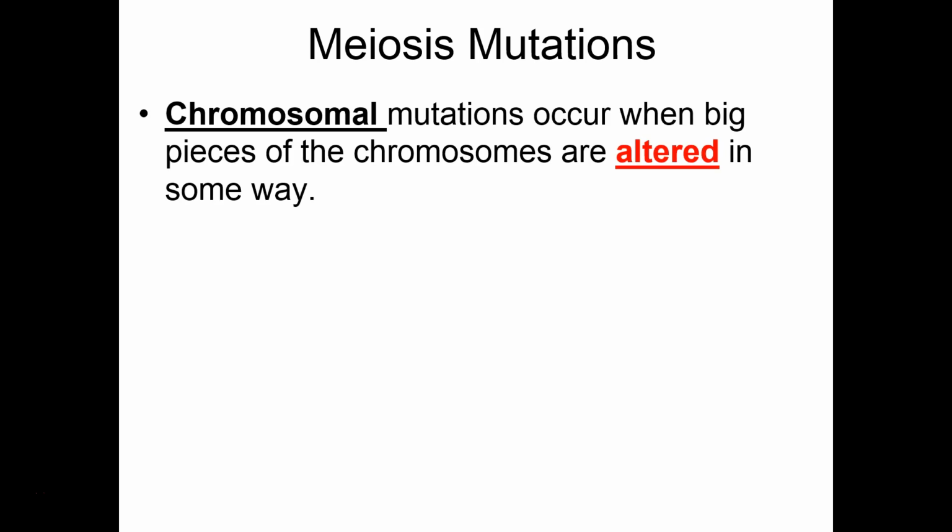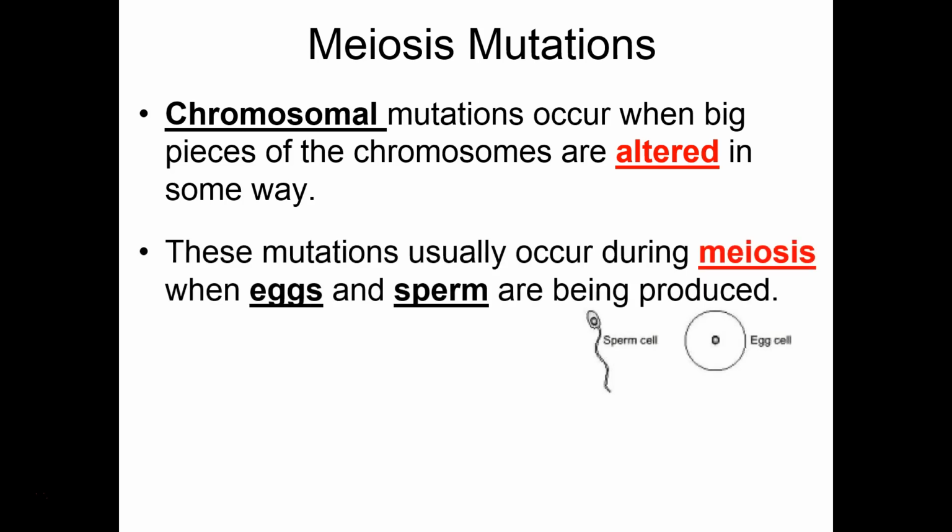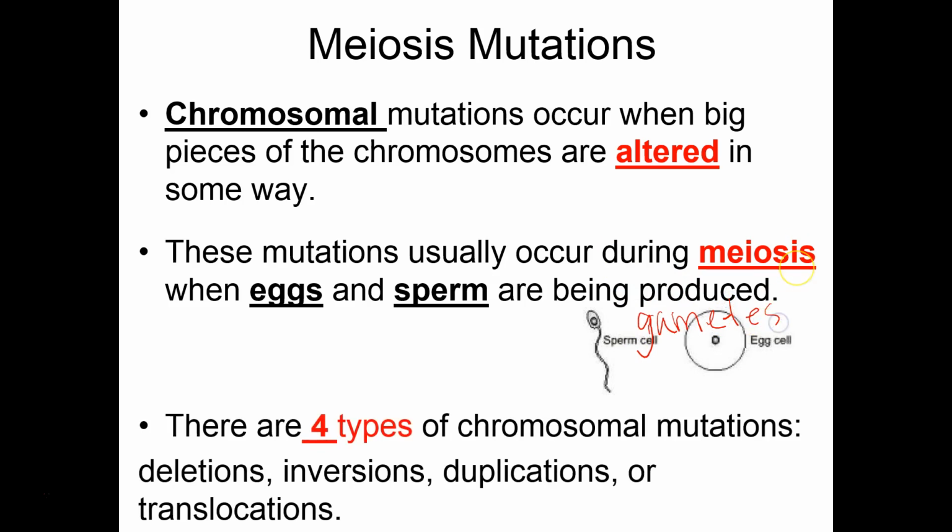Okay, chromosomal mutations occur when big pieces of the chromosome are altered or changed in some way. These mutations usually occur during meiosis, when eggs and sperm are being produced. So remember, meiosis is cell division to produce gametes. Remember, these are called gametes, and gametes are just sex cells.